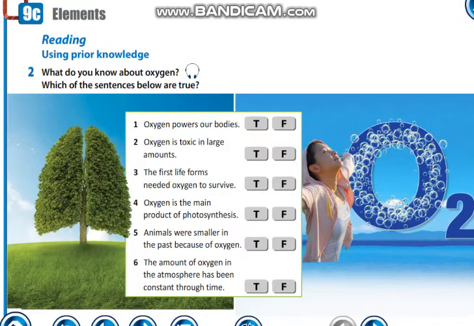Now the next, exercise 2. What do you know about oxygen? Which of the sentences below are true or false? Now use your prior knowledge because you studied about O2. It is oxygen, yes? Oxygen powers our bodies. Oxygen is toxic in large amounts, and there are 6 sentences. Write true, false, then you will read the text and check yourself. Are your answers right or wrong?